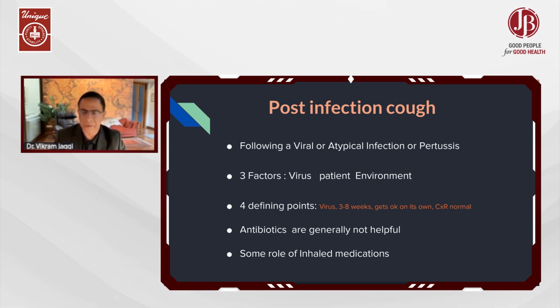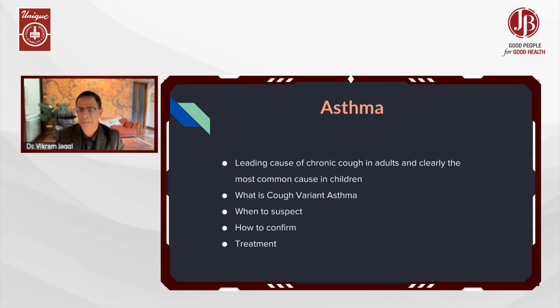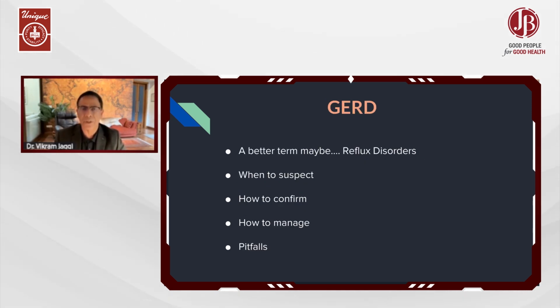I have about 3-4 minutes, so I will cover some other topics and then finish. Cough variant asthma can present as cough, and it has all the other features of asthma, but the patient is not having too much shortness of breath. So here we have to carefully look into the lung functions, maybe do some provocation, maybe give a trial of inhaled corticosteroids, etc. We can discuss these things in more detail in the question and answer.